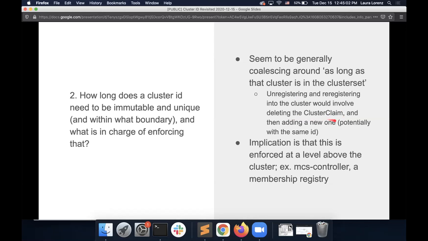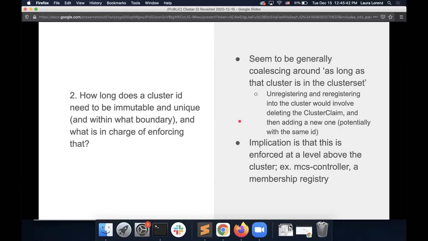unregistering would involve deleting the cluster claim. But when you re-register, you would add a new one and potentially could have the same ID as it did before, possibly. Does it have to be deleted? That is in the KEP right now, that the cluster claim has to be deleted. So I guess that's an open point if that is a concern. Well, I think there was a distinction. Do cluster claims go away, or do they have a status so that if they haven't been heard from in a while, you can clean up, garbage collection? Well, I think the cluster claim would be local to the cluster, right? This is within a cluster.